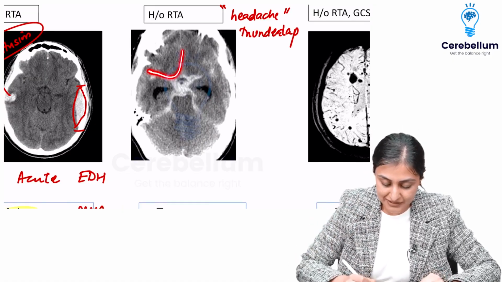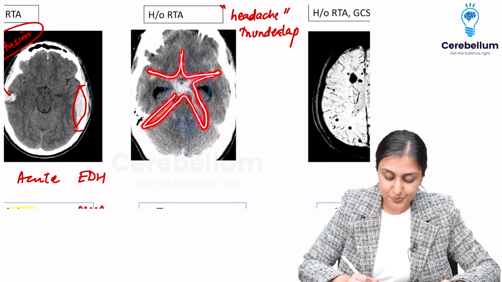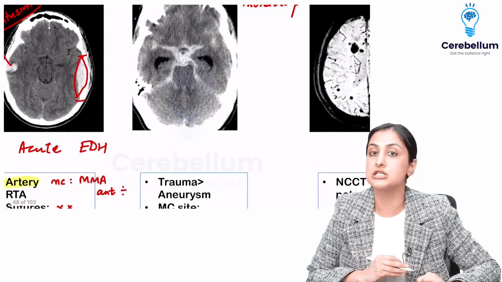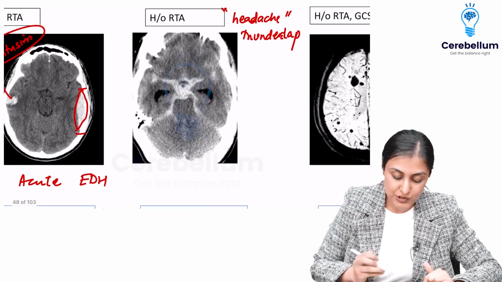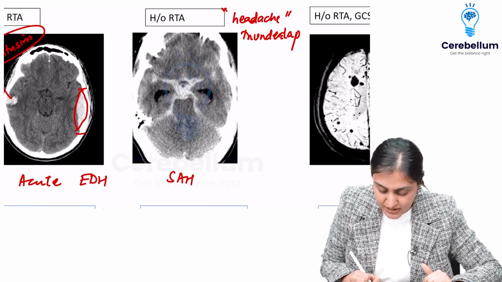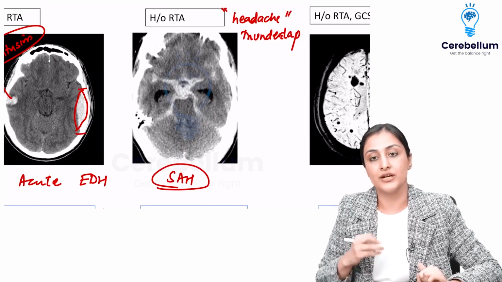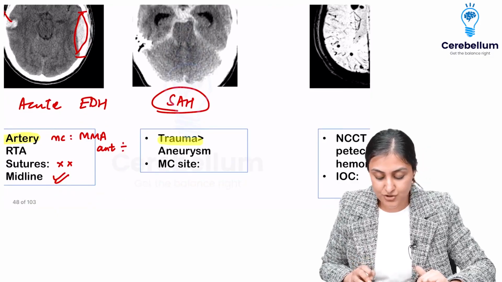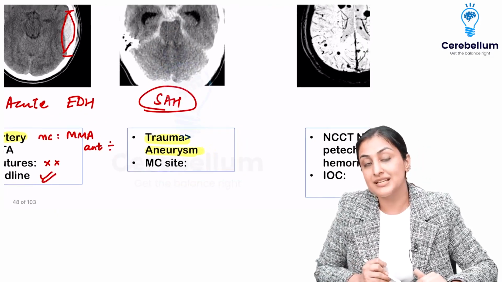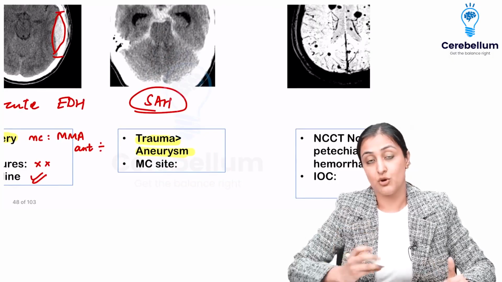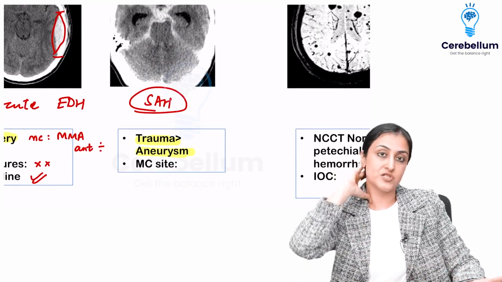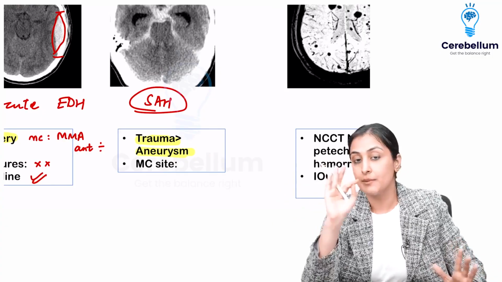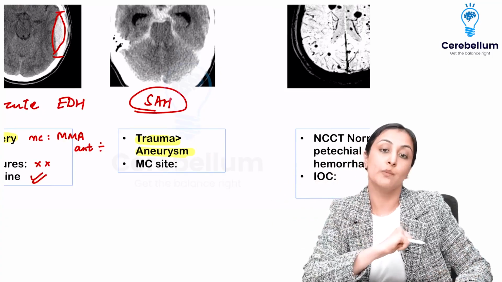So what you see here is a star, right? These are the basilar cisterns which are having blood. So this is SAH, standing for subarachnoid hemorrhage. So overall, the most common cause of SAH is indeed trauma. That is more common than aneurysmal rupture. So the most common cause of spontaneous SAH obviously is aneurysmal bleed, but overall trauma is more common.